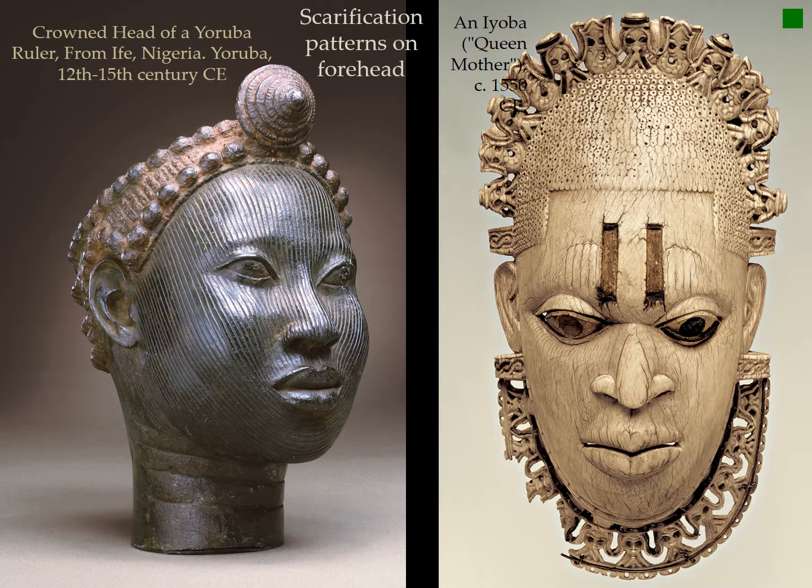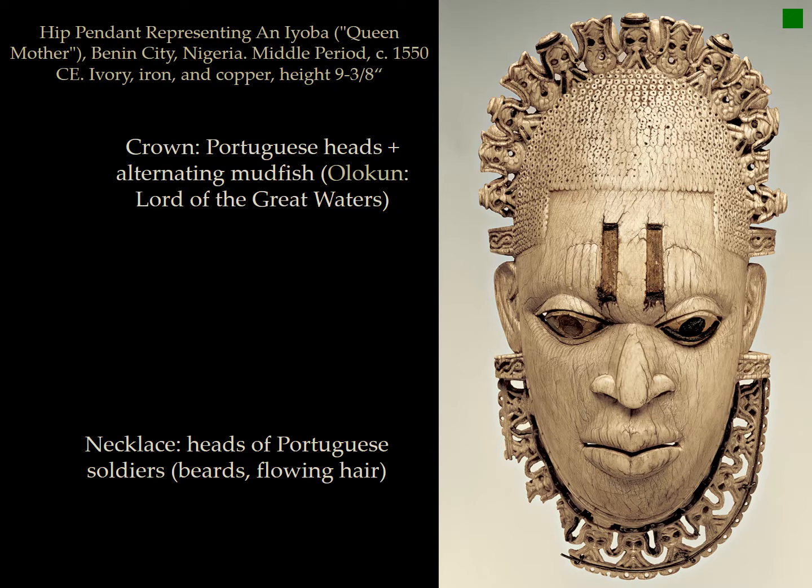Here, we're going to find the scarification patterns are now on her forehead instead of the striations throughout the form itself. The crown is actually made up of Portuguese heads with alternating mudfish, represented by Olokun, who is the lord of the great waters, for instance. The necklace below shows heads of Portuguese soldiers with beads and flowing hair.